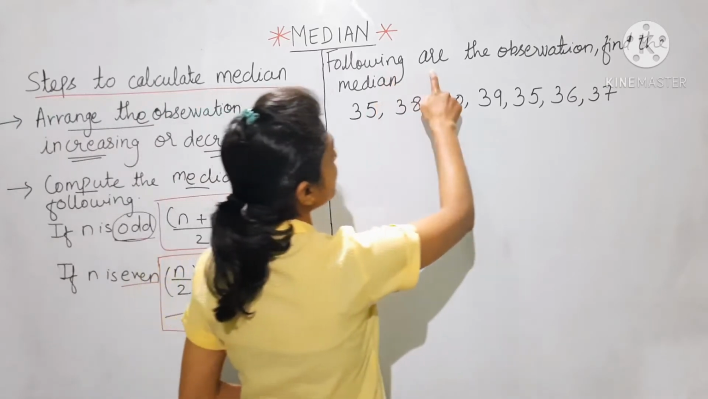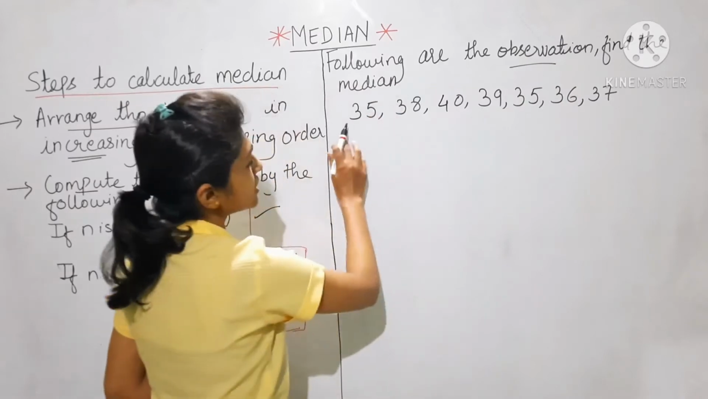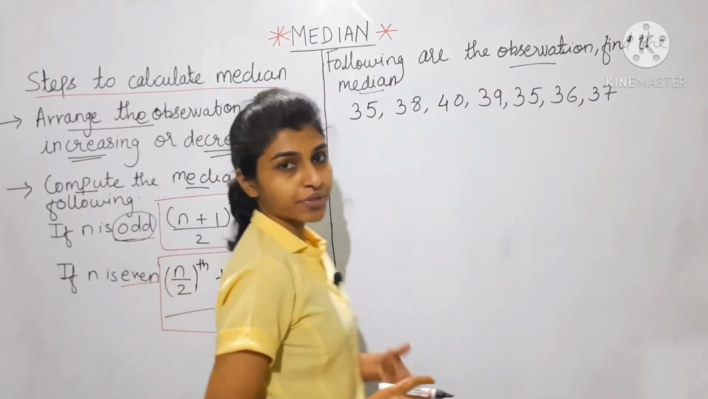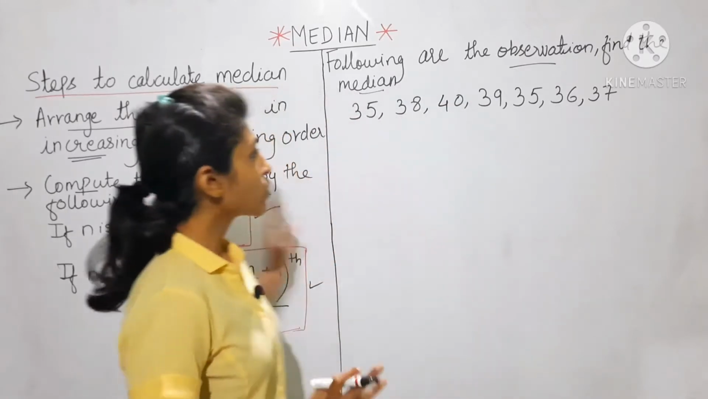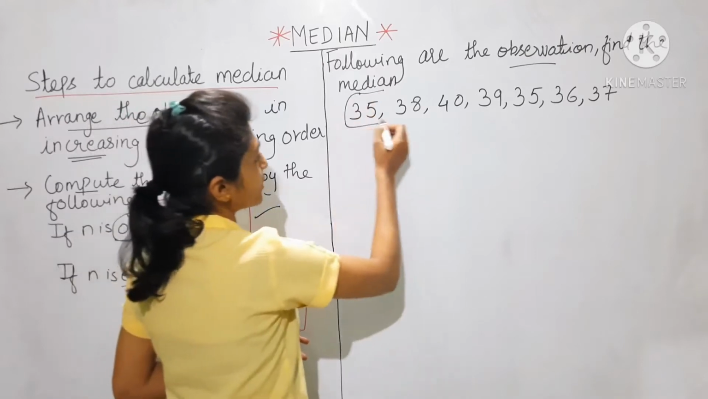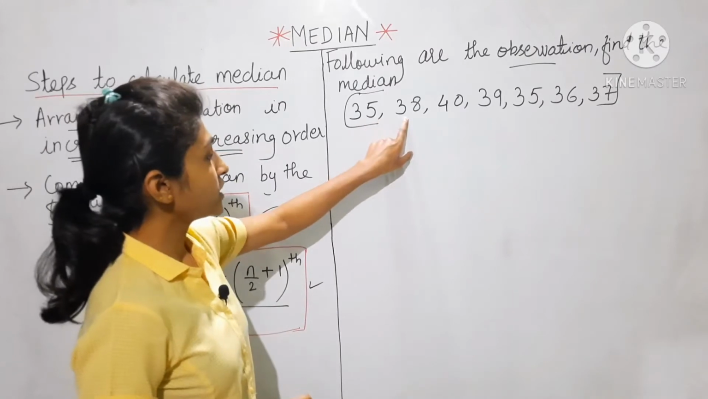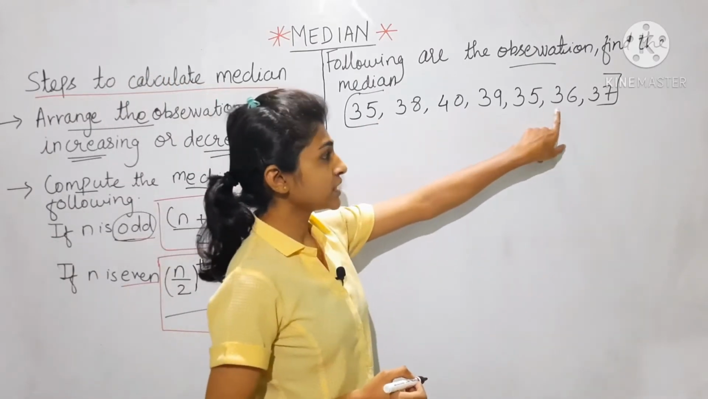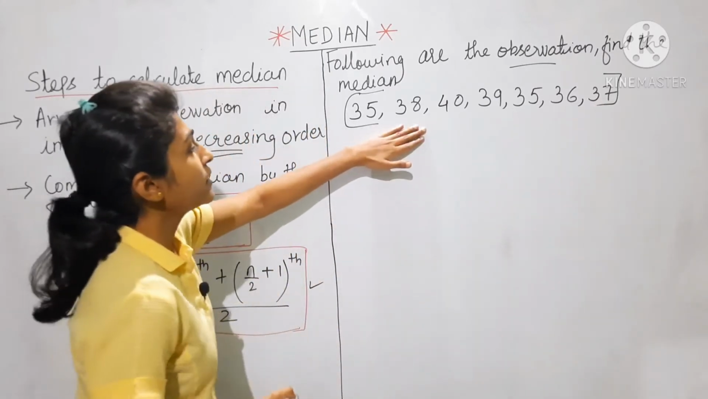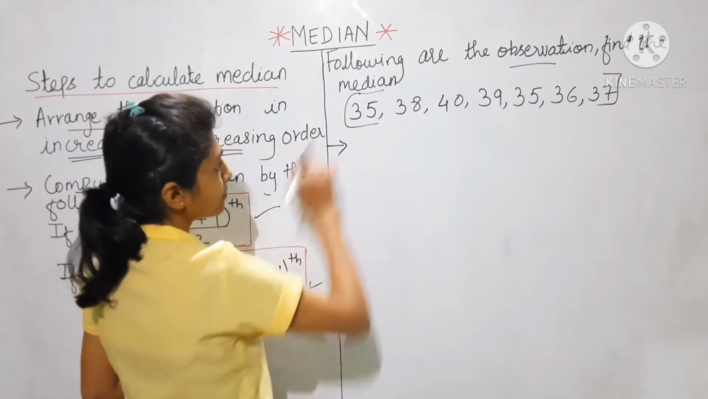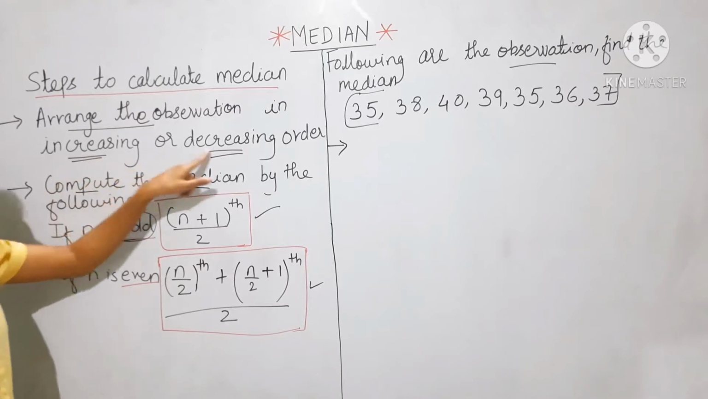From the following observations, we have to find the median. As per the steps to calculate the median, we'll go step by step. This is the observation, and these are individual observations: 35, 38, 40, 39, 50, 36, 37. And the solution to calculate the median: the first step is to arrange the observations in increasing or decreasing order.